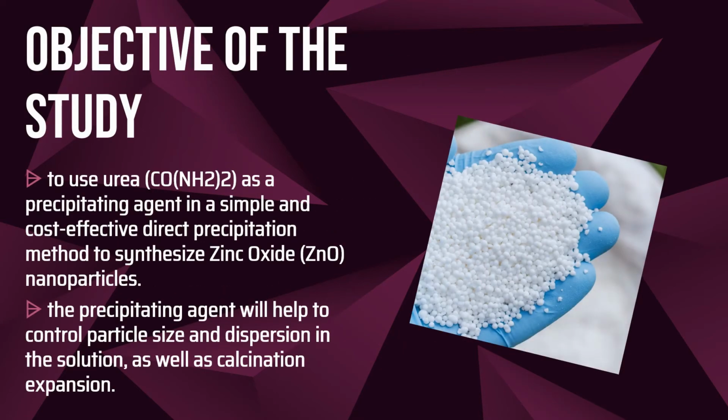This study was designed to use urea as a precipitating agent in a simple and cost-effective direct precipitation method to synthesize zinc oxide nanoparticles. Also, the precipitating agent will help to control particle size and dispersion in the solution, as well as calcination expansion.